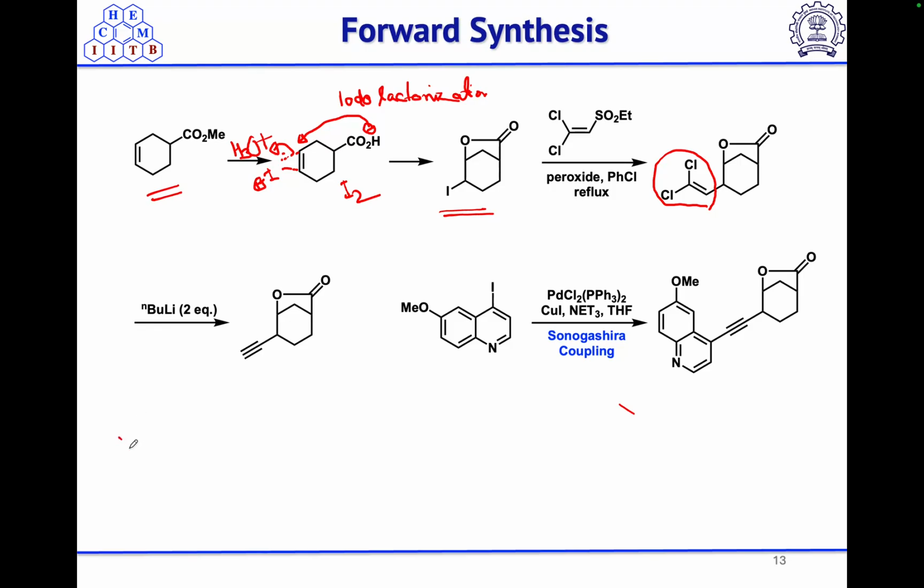How is it happening? If you draw it, this is chlorine, this is chlorine, and this has SO2Et. Now this is R-I. In the presence of peroxide, it will generate this R dot, this radical.